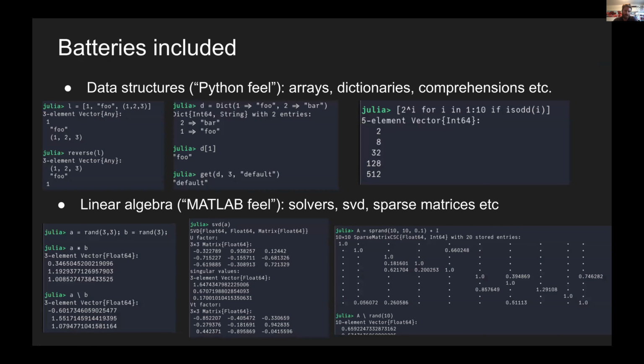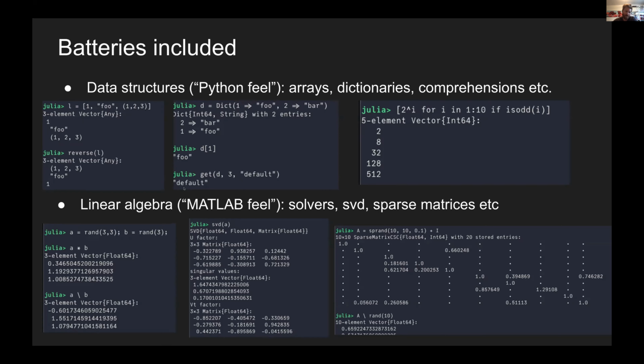So let's say you come from Python, you expect some kind of basic functionality like data structures, for example, arrays, dictionaries, and comprehensions. So here we can create a list with just some random things in it, integers, strings, and tuples. We can reverse it and so on. We can create dictionaries and access things in the dictionaries, and we can do comprehensions and so on. So if you come from Python, you will be fairly familiar with these types of basic data structures.